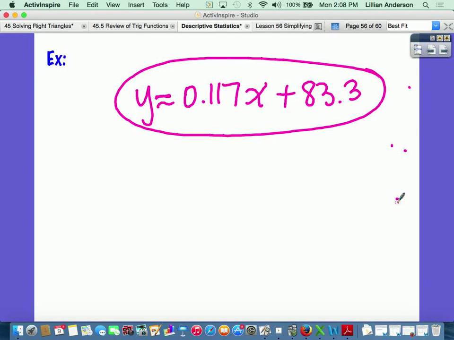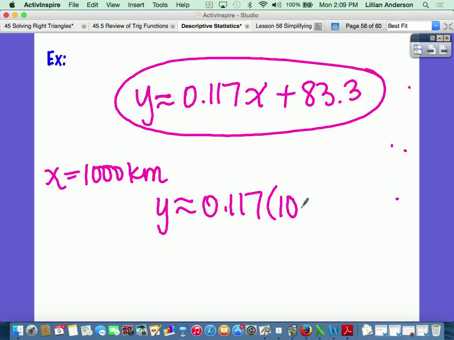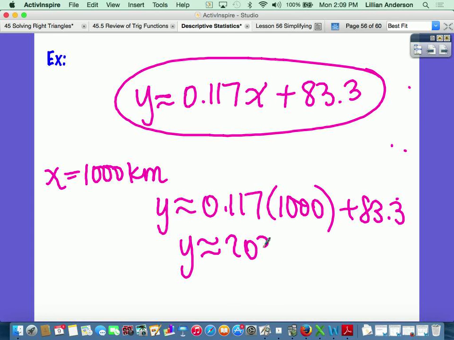And then part C says, use my equation to estimate the cost of a 1,000 kilometer flight. If it's a 1,000 kilometer flight, is that my X or is that my Y? That's your X, because that represented distance. So all I do is plug in: 0.117 times 1,000 plus 83.3, and I'll figure out how much my fare is. That's 117 plus 83.3, which is 200.3.